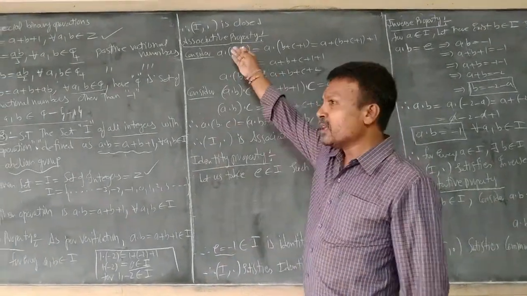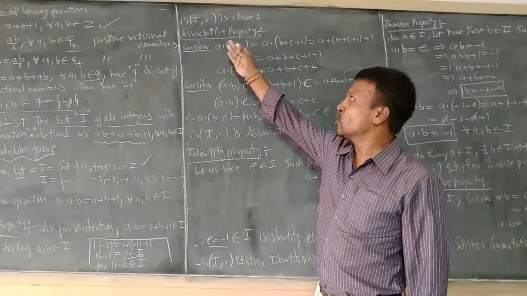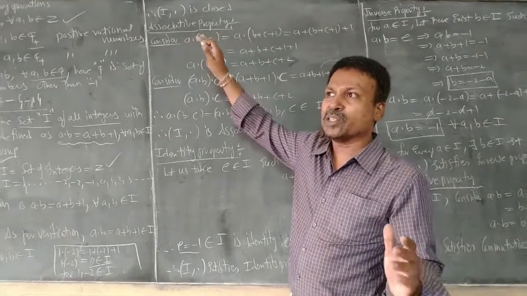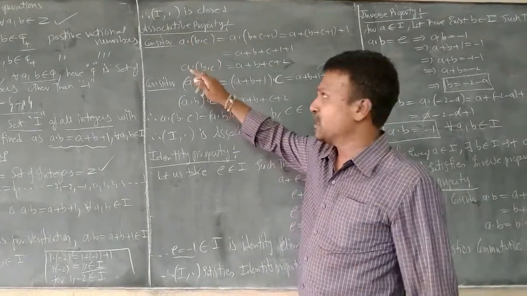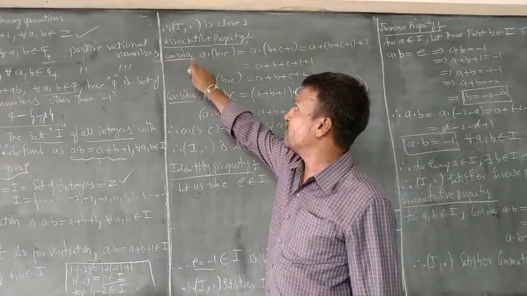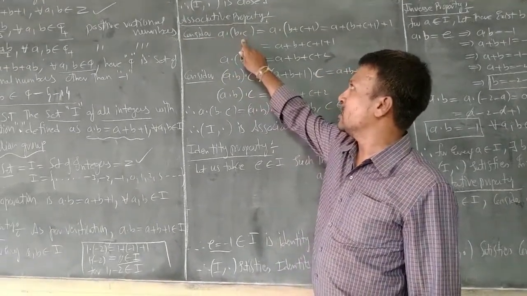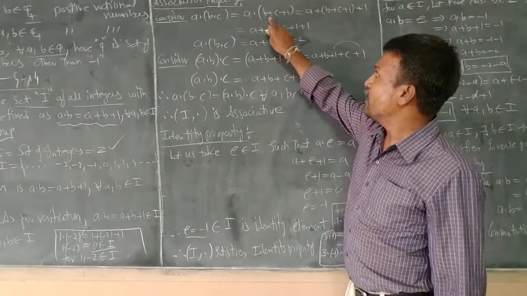So we should go to the next property, that is the associative property. We consider the left hand side of the associative property with respect to the operation. See here, it is the left hand side part of the associative property. I considered a dot of b dot c. That's right. A dot of b dot c.